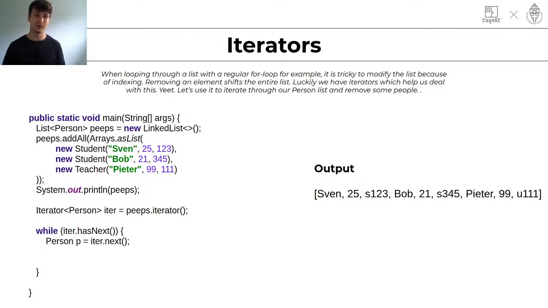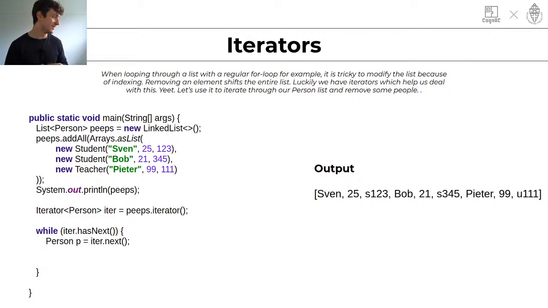So what we can do is say Iterator of Person. Beware, the type of the iterator needs to be the same as the type of the list that you're iterating through. And then you can say peeps, which is the name of the list, dot iterator. That gives me an iterator that I can use to iterate through the list.